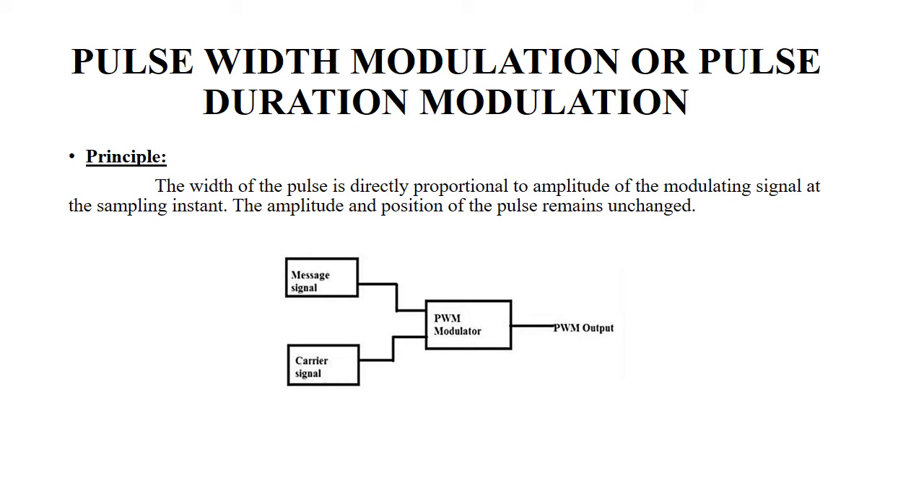Next we are going to see pulse width modulation, also known as pulse duration modulation. It means the width of the pulse is directly proportional to the amplitude of the modulating signal at the sampling instant. So the amplitude and position of the pulse remain unchanged. Here we pass the message signal as well as the carrier signal, and they combine together in the PWM modulator, which provides the PWM output, that is the pulse width modulation output.